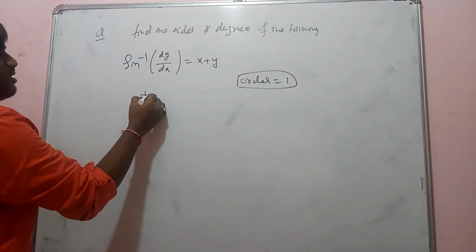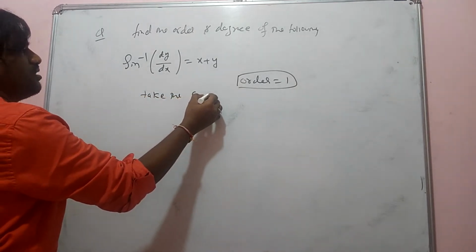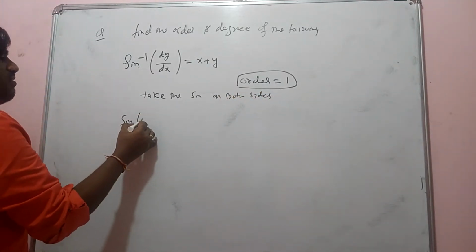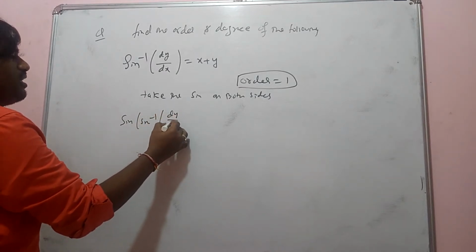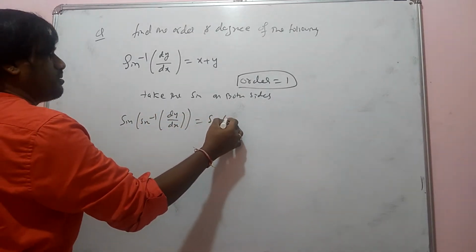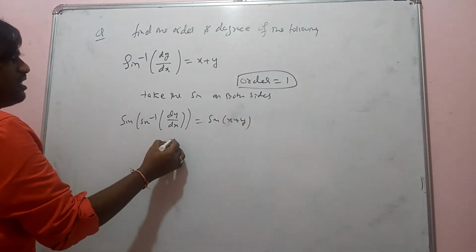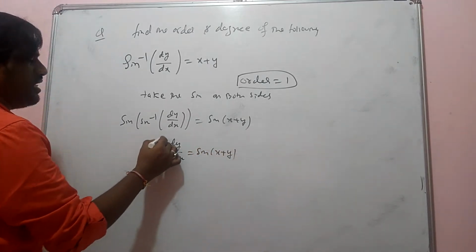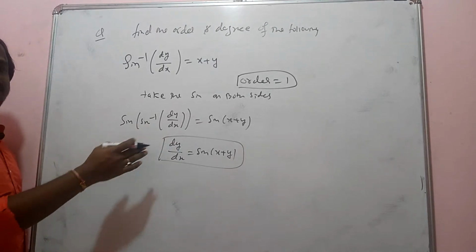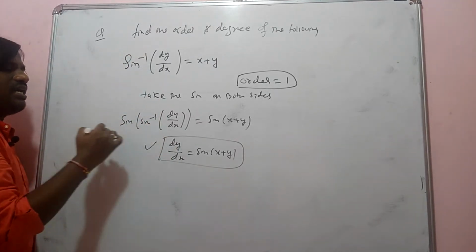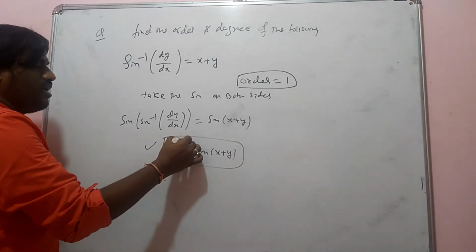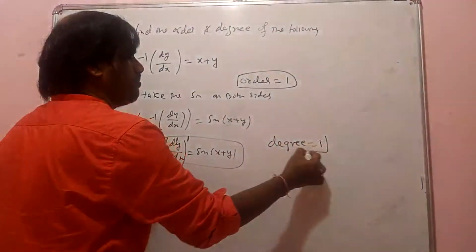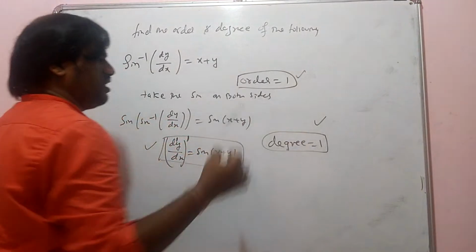Take the sine on both sides. So what do I get here? Sine of sine inverse dy by dx is equal to sine of x plus y. So I get dy by dx is equal to sine of x plus y. Now dy by dx is separate from the sine. So now this is correct. The degree is 1 and the order is 1 for this differential equation.